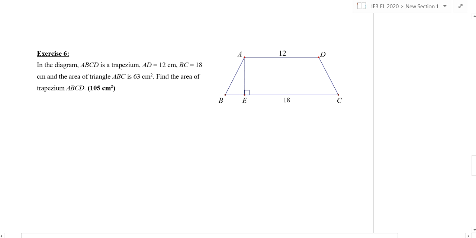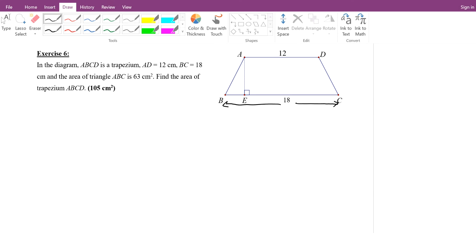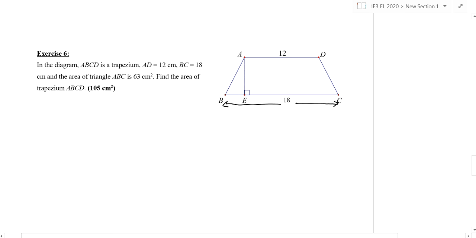Next, exercise 6. Exercise 6 is also work to be done by yourself, but again, I'll give you a hint. We've got a trapezium with AD being 12, and take note, BC is 18. So it stretches all the way to B. This is 18 centimeters. And they tell us that the area of triangle ABC, so ABC, we need to draw a diagonal line ourselves. This particular area is 63 square centimeters.